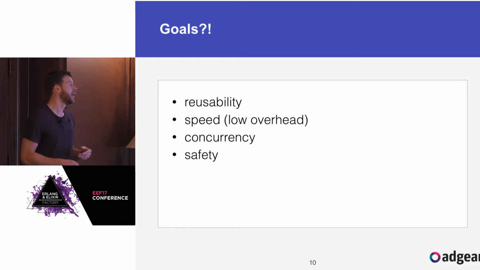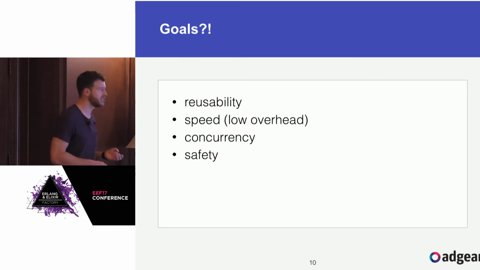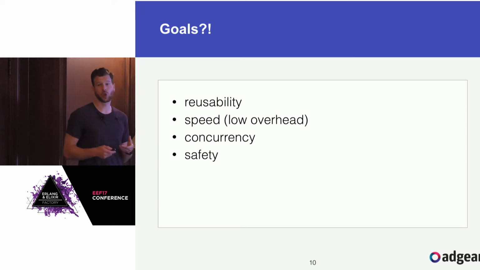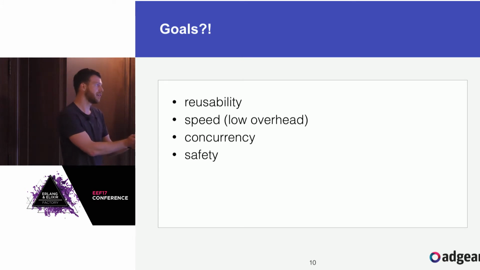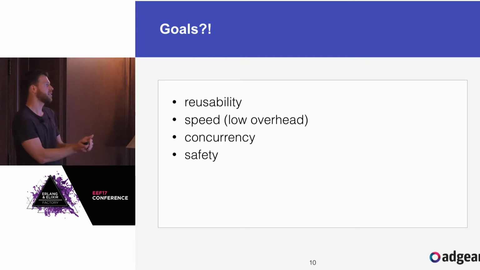The second goal was speed. And by speed, I mean low overhead. So speed of the request itself needs to be as low as possible. The pool cannot add more time. We don't want to be stuck in a queue. And we want it to be as fast as possible, as optimized as possible.